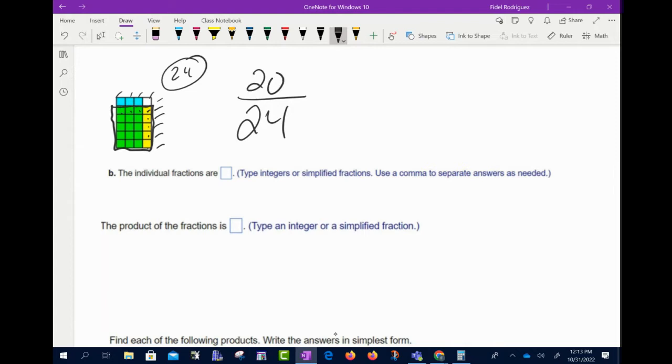So 4 and 5 gives me 20, right? These are my yellow ones, right? So let me go like this. Okay, I'm going to reduce this fraction, y'all. I'm going to divide them both by 4, okay? So 4 goes into 20 5 times, and 4 goes into 24 6 times. So my first fraction is 5 over 6, okay?